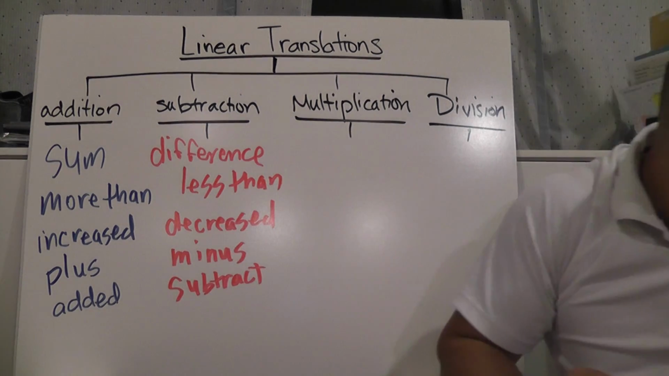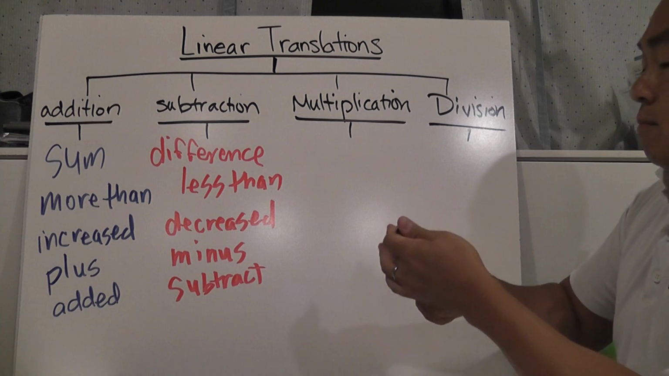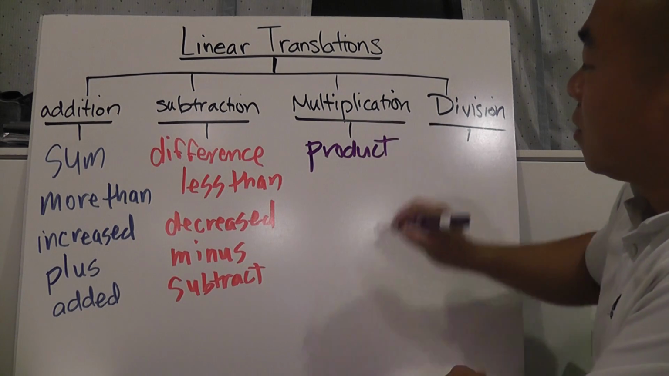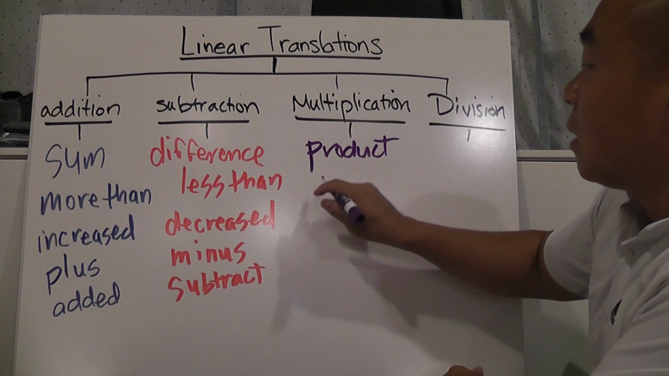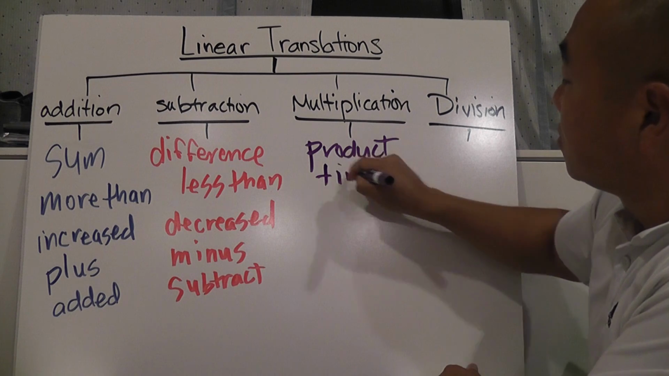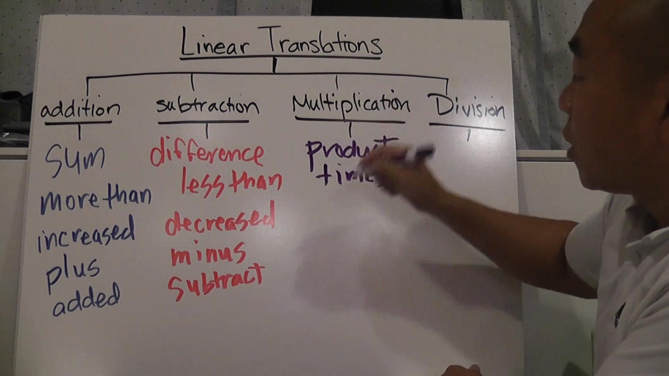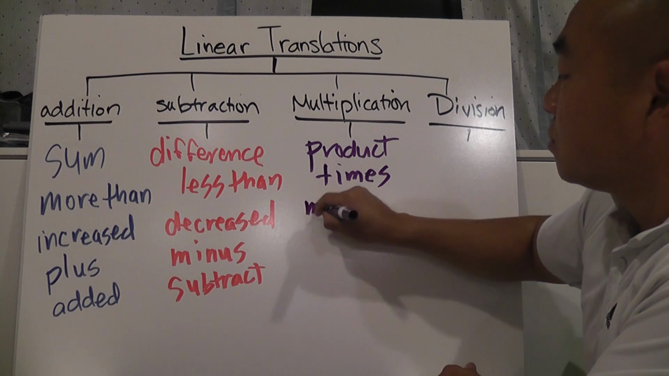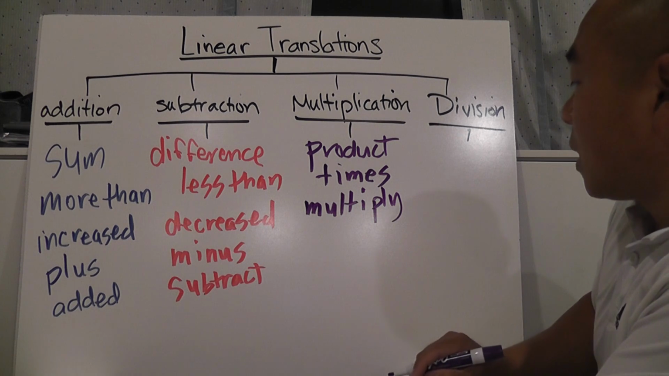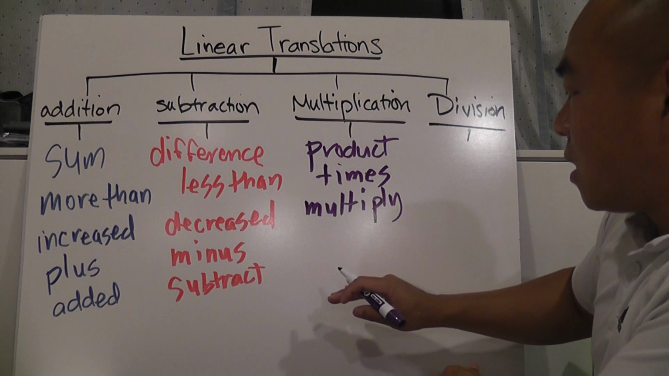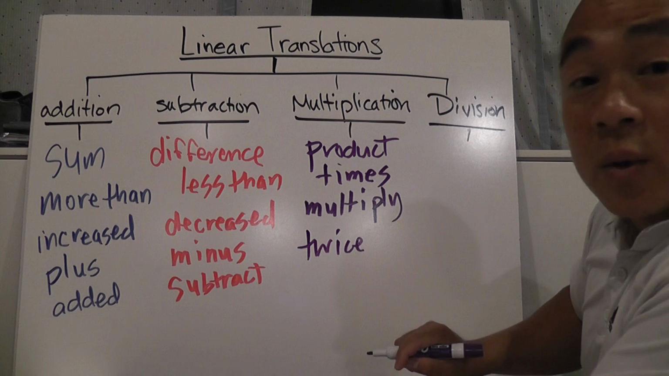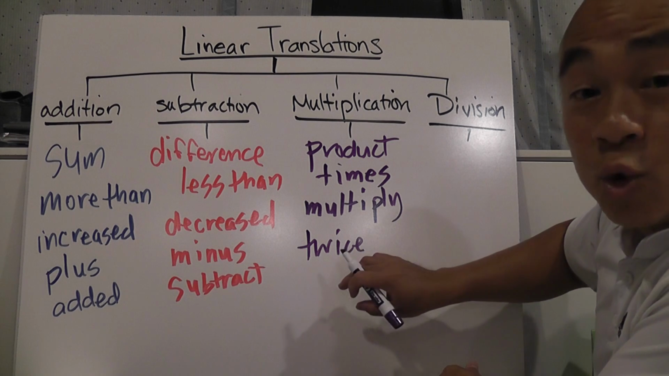Let's go with multiplication. Product. How about the word times? The word multiply also implies multiplication, or multiplied. Okay. There are others here. Let's look at the word twice. That also implies multiplied, but it's kind of special because it only means 2 times.